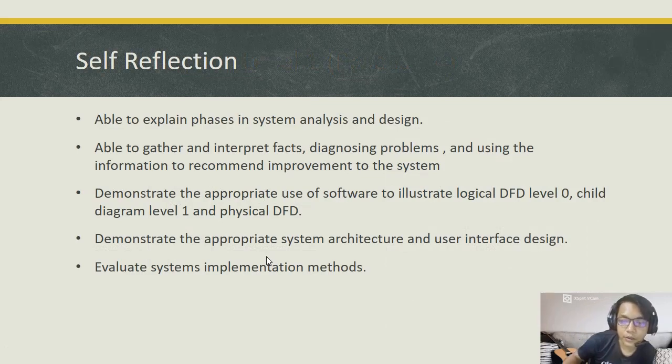Next, for self-reflection, here is what I was able to learn from the subject system analysis design. First, I am able to explain the phases in system analysis design, where I need to do a Gantt chart and bar chart for time management, for the journey to finish our product, our system. Next, I am able to gather and interpret facts, diagnose problems, and use the information to recommend improvements to the system. Third, I am able to demonstrate the appropriate use of software to illustrate logical DFD level 0, child diagram level 1, and physical DFD. I can also demonstrate the appropriate system architecture and user interface design. Lastly, I am able to evaluate system implementation methods.